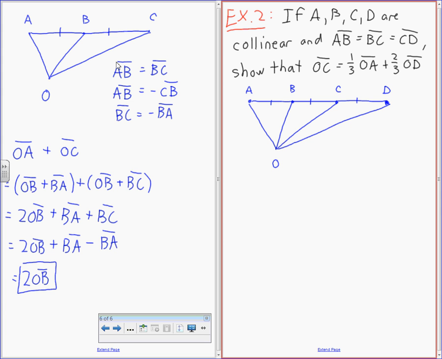Okay, so it says OC is equal to 1/3 OA plus 2/3 OD. Can somebody give me a suggestion for how to start this one, please? Oh, nobody has a suggestion. Oh, this is awful. Yeah, go ahead.